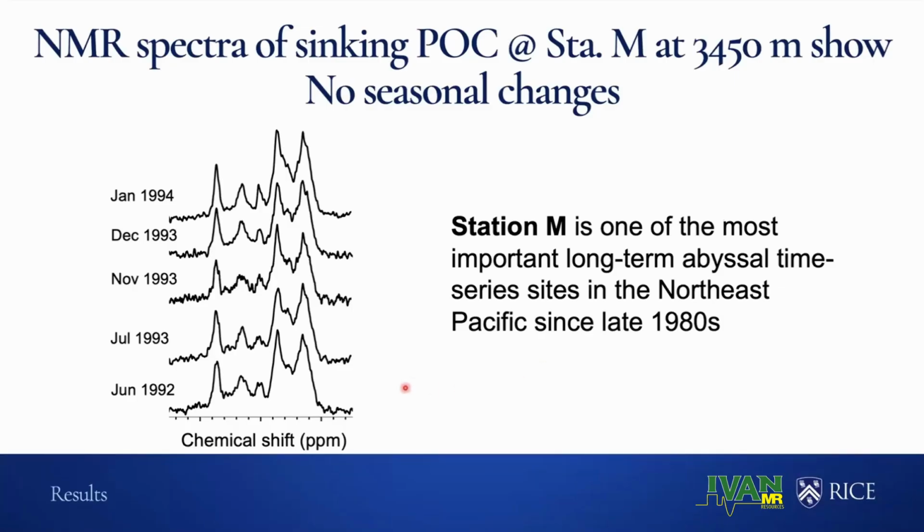And the spectra at this depth are similar to the spectra I showed in the previous slides at shallow depths for station W and East Japan Sea. This probably again suggests non-selective preservation mechanisms for the POC. And there's not much seasonal change among the spectra. And we did not see the spring event we observed for the other two sites at shallow depths.